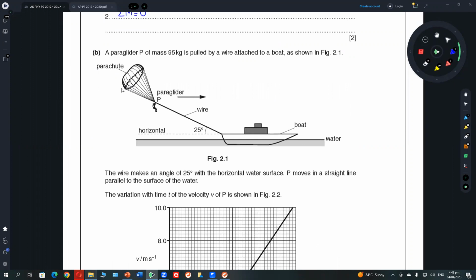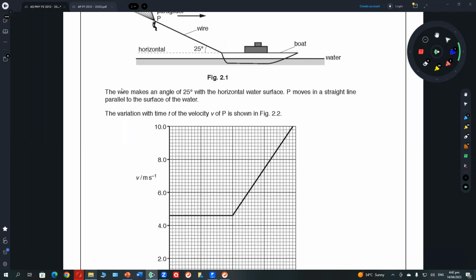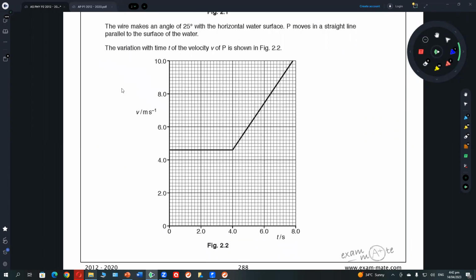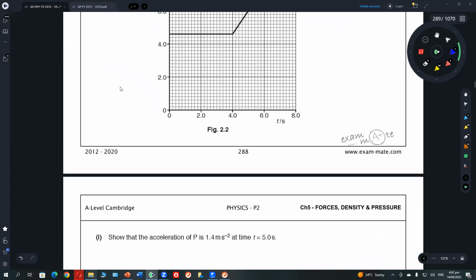A paraglider P of mass 95 kg is pulled by a wire attached to a boat as shown in the figure. You have a parachute and a paraglider is there. The wire makes an angle of 25 degrees with the horizontal water surface. P moves in a straight line parallel to the surface of the water. The variation with time of the velocity of P is shown. Velocity and time. Initially, velocity is looking constant, and then velocity is increasing at a constant rate.